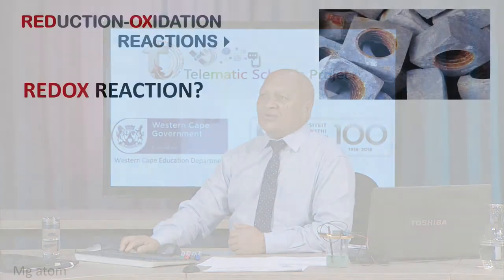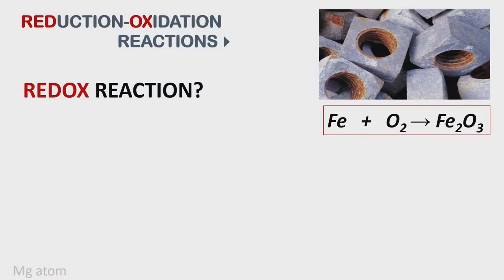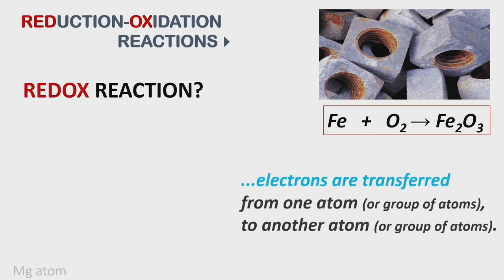So what is a redox reaction? Number one, there's an example of iron plus oxygen. What happens here is that the iron atom gives up an electron, and the electron is transferred from the iron to the oxygen. The iron becomes positive because it loses electrons, the oxygen becomes negative because it gains electrons, and then the two of them, positive and negative, attract, and we have iron oxide.